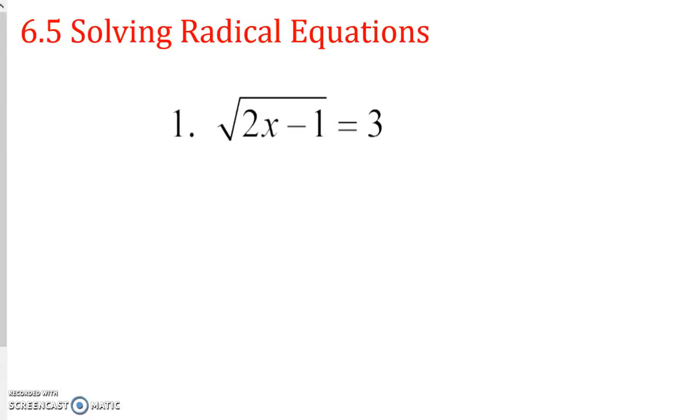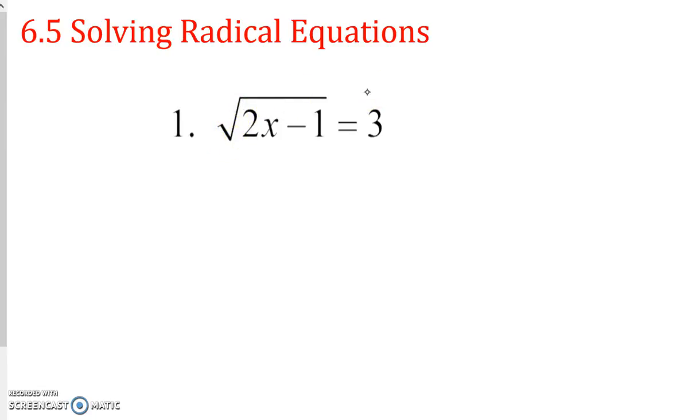All right, the last section that you guys need to know right now is 6.5, solving radical equations. So if you look at this, number one is just the problem. This is my radical equation. Why is it a radical equation? Because it has a radical in it. So in order to solve a radical equation, we want to get rid of the radical. So the first thing we want to do is try to get rid of the square root sign.